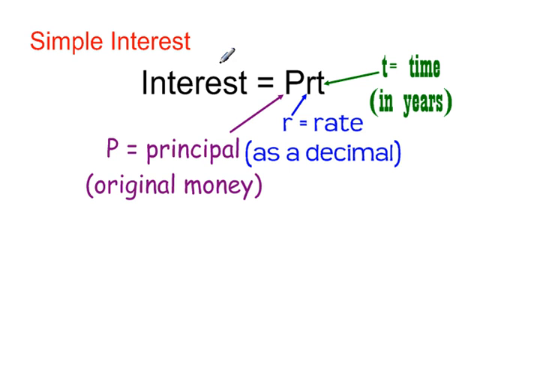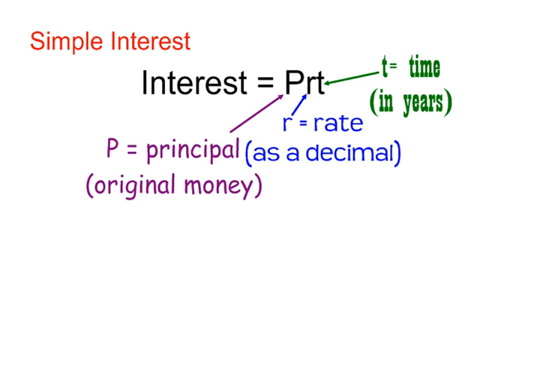So the formula for simple interest is interest equals PRT. P stands for principal, which is the original amount of money that you put into the account, or the original amount of money that you borrowed. The R stands for the rate, which we're going to need as a decimal. Now they're going to give this to you as a percent, so we're going to have to change it. And the T stands for time, and that's going to be time in years.